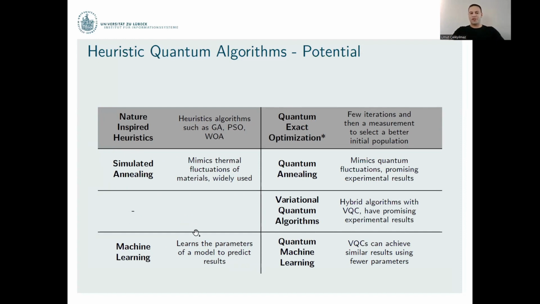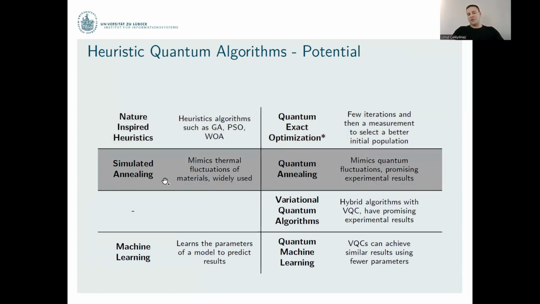In nature-inspired heuristics such as genetic algorithm, particle swarm optimization, or Whale optimization, we start with a randomly selected initial population. But if we apply quantum exact optimization with only a few iterations or only a few function evaluations, then we can narrow down the search space and then select better fitting individuals for the population from this narrowed down space.